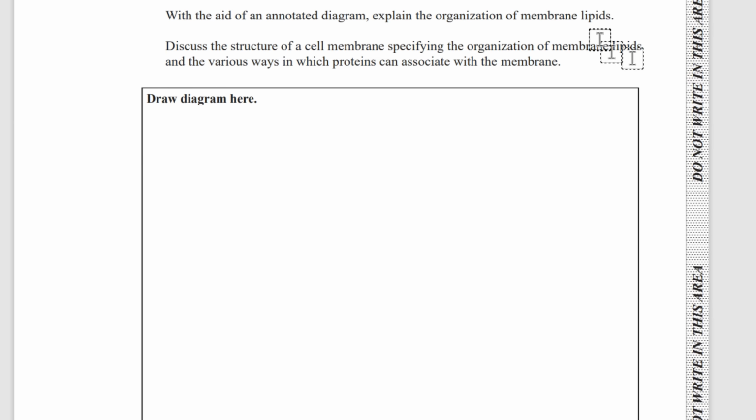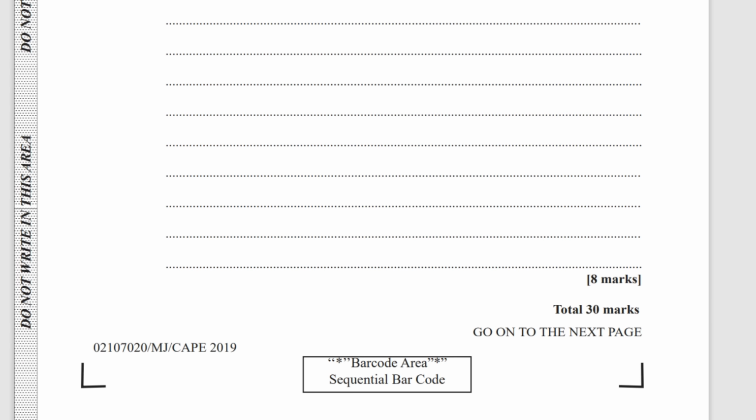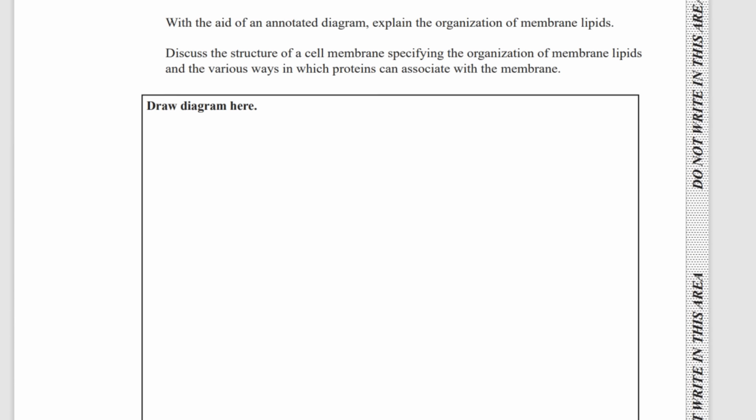All right, so this next one here is a question that pops up from time to time. They say, with the aid of an annotated diagram, explain the organization of membrane lipids. Discuss the structure of a cell membrane, specifying the organization of membrane lipids and the various ways in which proteins can associate with the membrane. There's a big question here, and this is 8 marks, right? So your drawing might be just 2 marks because it's not a hard drawing at all, and you want to put as many points as possible.